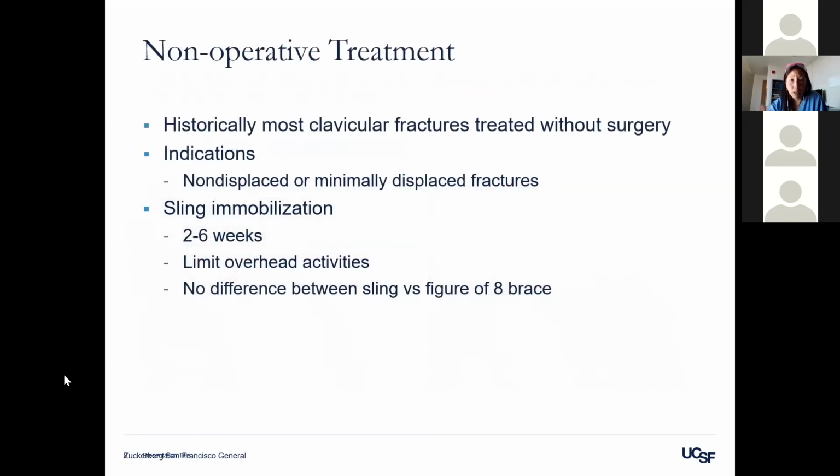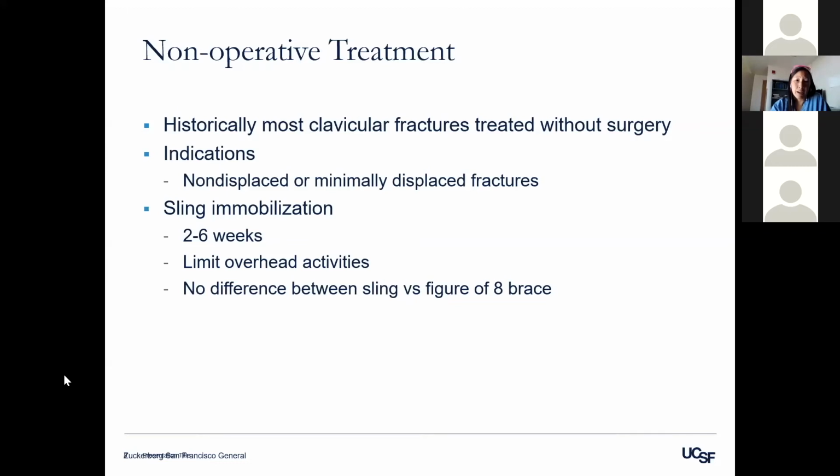So, non-operative treatment. Historically, there have been a bunch of papers that have said all clavicle fractures can be treated without surgery, which is why a lot of people just put them in a sling. Generally speaking, the indications are non-displaced or minimally displaced fractures without that much deformity. Sling immobilization is anywhere from 2 to 6 weeks. Generally we advise that they limit overhead activities, because as soon as the arm or the shoulder comes to about 90 degrees of abduction, the clavicle actually sees a lot more rotational forces.